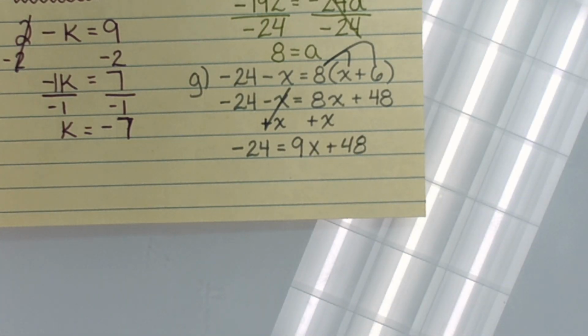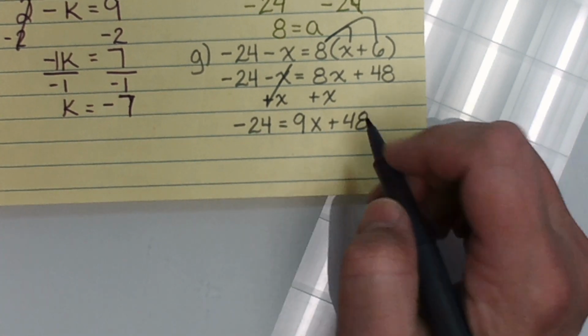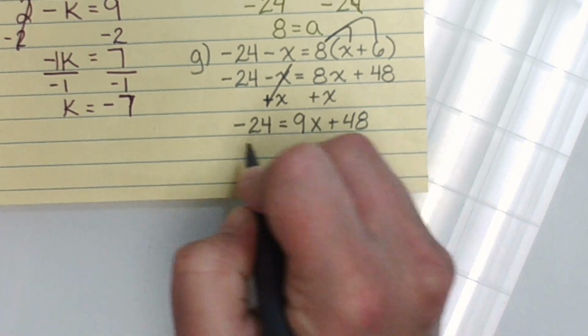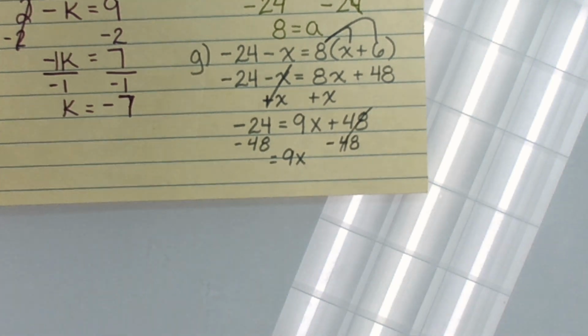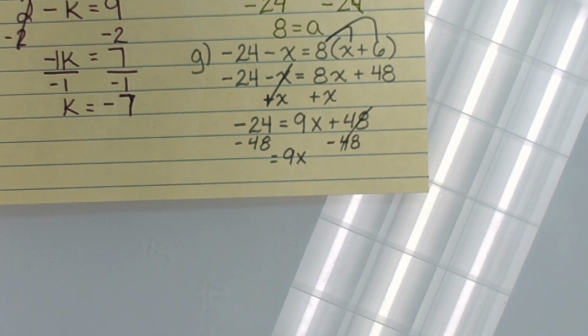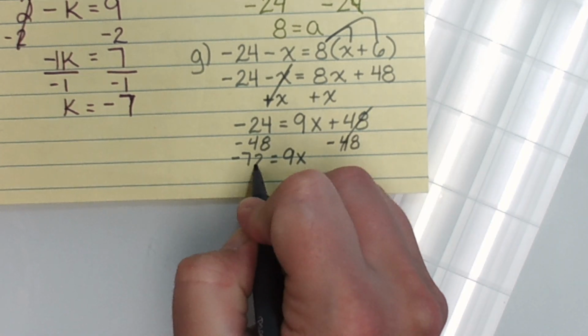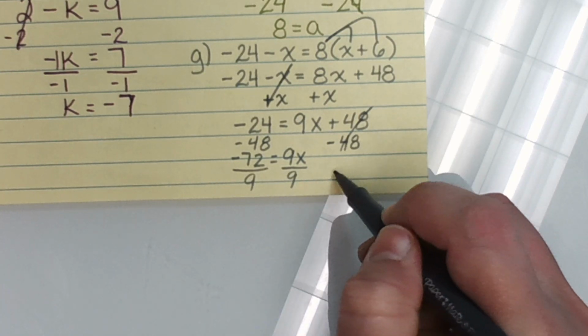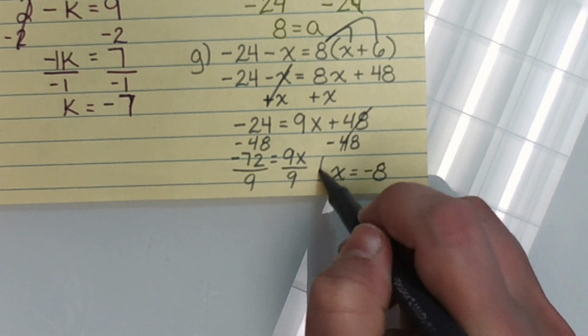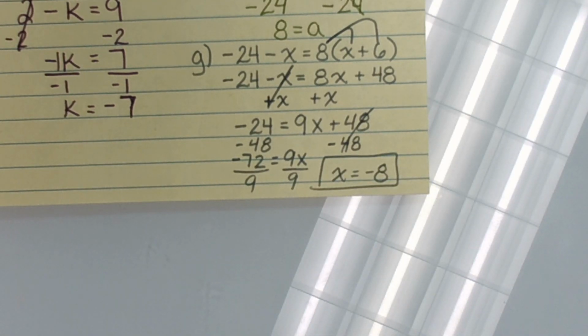And now we're back to ones like the first one we started with. Multiply and divide first, or add and subtract first? Adding and subtracting. In this case, we will subtract the 48. Negative 72. And to get rid of the 9, we divide. And we get that x is negative 8. Okay.